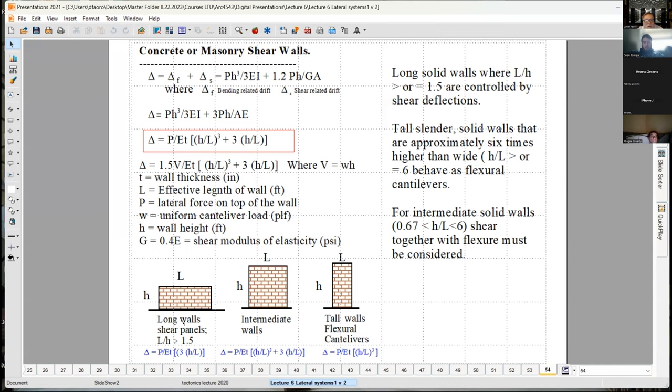If the wall is tall and narrow, this is not going to be a good shear wall profile, by the way. It's not desired. It's going to be a tall wall defined as a flexural cantilever. That means H over L is greater than 6. In that case, you're dominated by H over L cubed. And again, these tend to exhibit the largest drift. Most buildings are going to fit under the intermediate wall category of profile of aspect ratio or the long wall, and they will be better performing as a result.